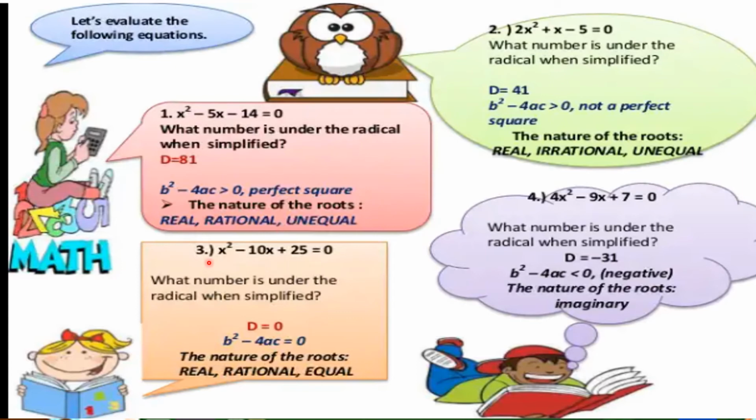So, in this given equation, kung mapapansin ninyo, this is a perfect square trinomial. Bakit? Kasi ang b natin, kapag dinivide mo sa 2 at in-square mo, lalabas si c. Tingnan nyo. Negative 10 divided by 2 is negative 5. Square of negative 5 is positive 25. That is why this is called a perfect square trinomial.